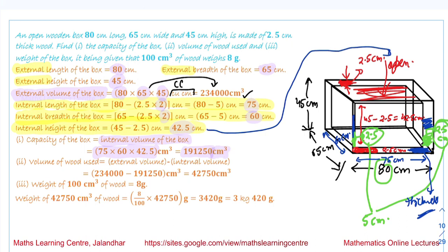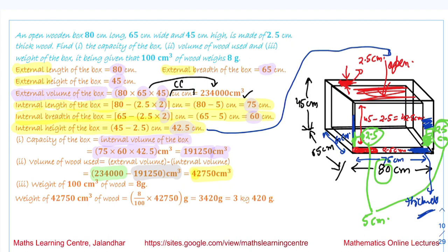Now we have to calculate the volume of the wood used. So the volume of the wood will be external volume minus internal volume. The external volume we have is 234,000 centimeter cube. The internal volume we have calculated is 191,250 centimeter cube. So the total volume that we will get is 42,750 centimeter cube.